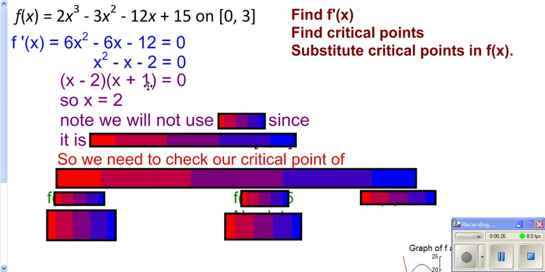You might wonder, why aren't we using the negative 1? Because negative 1 is not in our interval up here. We're only looking at numbers between 0 and 3.